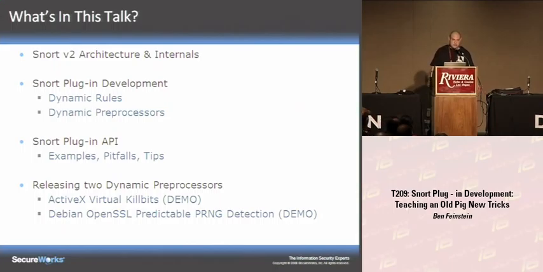The first preprocessor deals with ActiveX controls, essentially a virtual kill bit. And the other preprocessor deals with SSH Diffie-Hellman key exchange that is affected by the Debian OpenSSL random number generator bug.